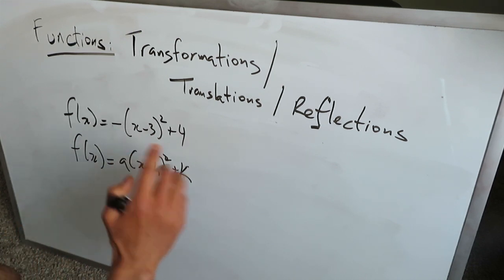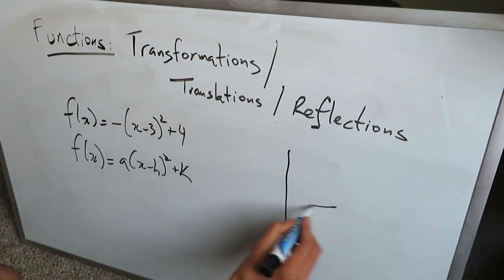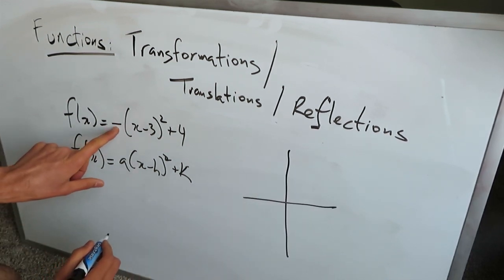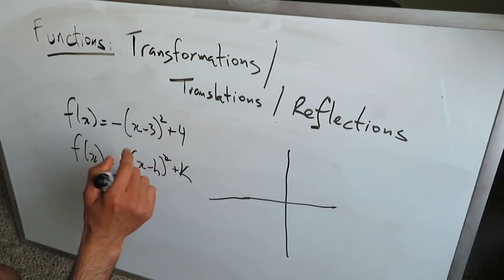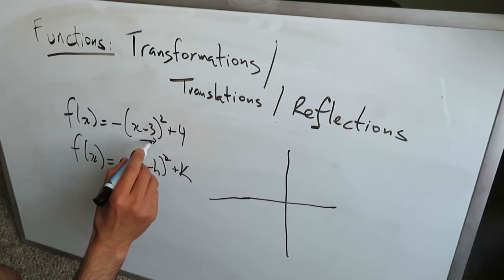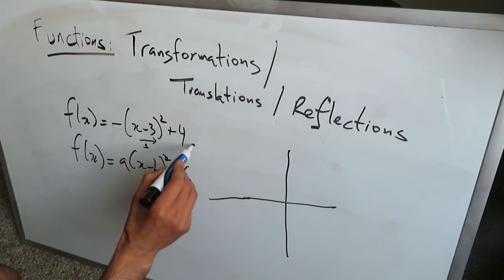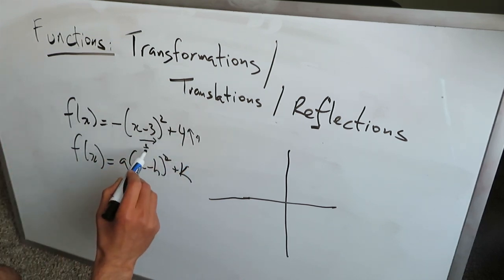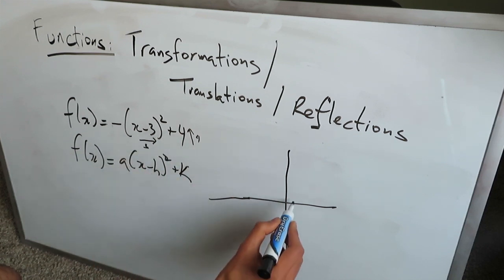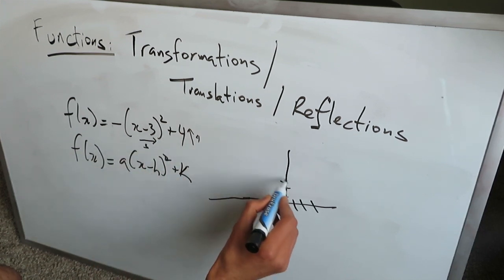So we have a parabola that's going to point downwards simply because we have a minus sign. It's going to reflect downwards. We have a movement to the right by 3 units because we have a minus 3 here. It's going to shift to the right. We have a movement upwards by 4 units. So what's our vertex going to be? Our vertex is going to be (3, 4). 1, 2, 3 and then 4 units up.